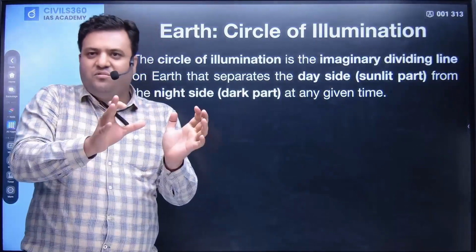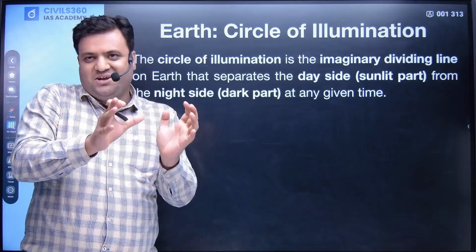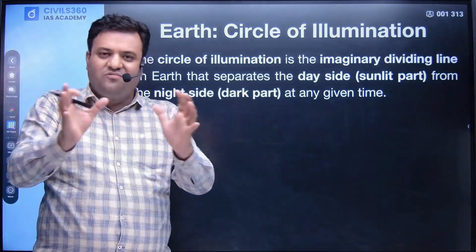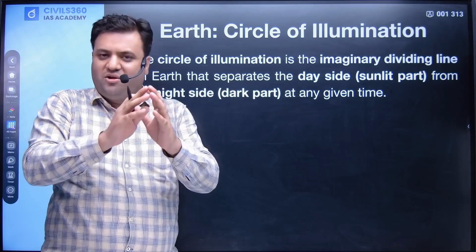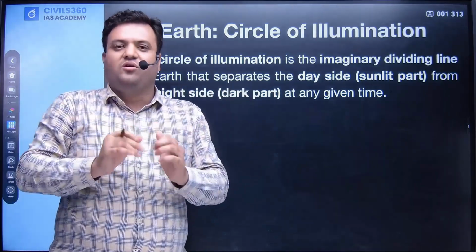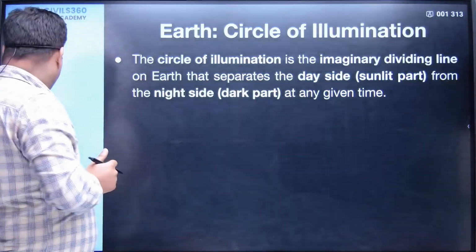Let's add one more unconnected dot. Then we're going to connect all of these dots together in order to have a broad overview of a topic. Here we have the circle of illumination.